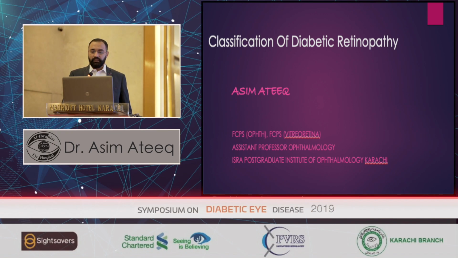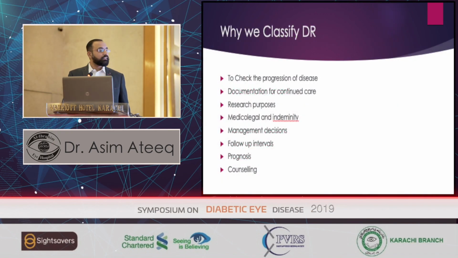First thing obviously comes to the mind: why we classify anything. The main reason for classification of diabetic retinopathy is to check the progression of the disease, documentation for continued care, research purposes, medical, legal and indemnity issues, management decisions, follow-up intervals, prognosis and counseling.